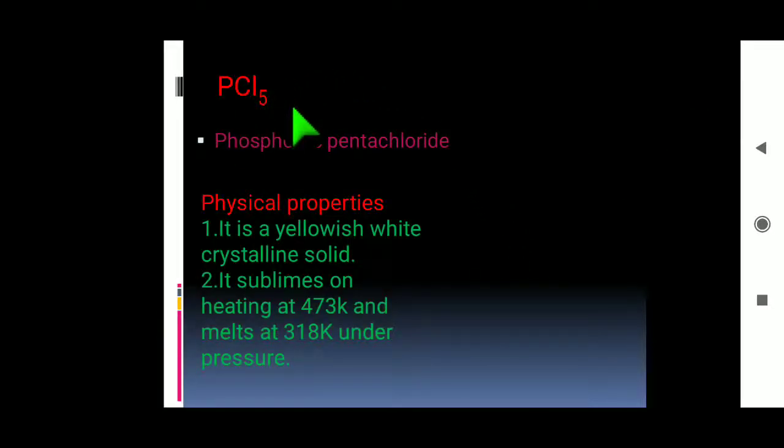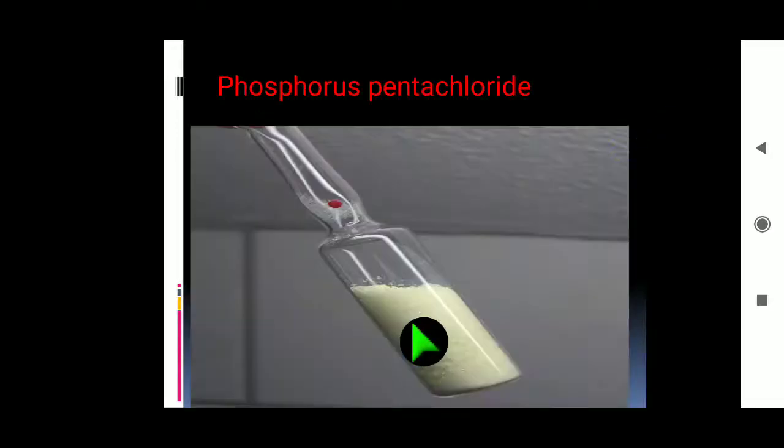Now we see phosphorus pentachloride. Formula PCl5. The physical properties of PCl5. It is a yellowish white crystalline solid. It sublimes on heating at 473 Kelvin and melts at 318 Kelvin under pressure. This is the nature of the substance phosphorus pentachloride.